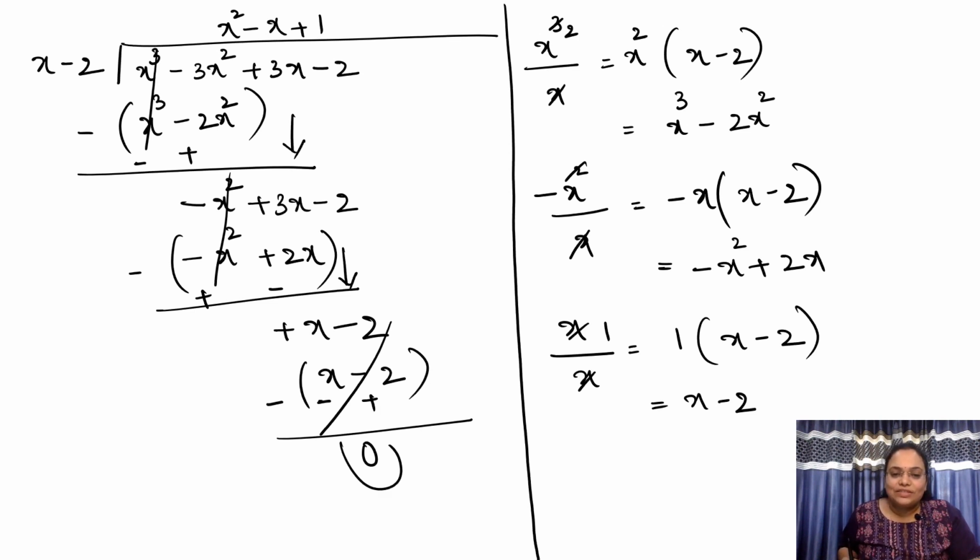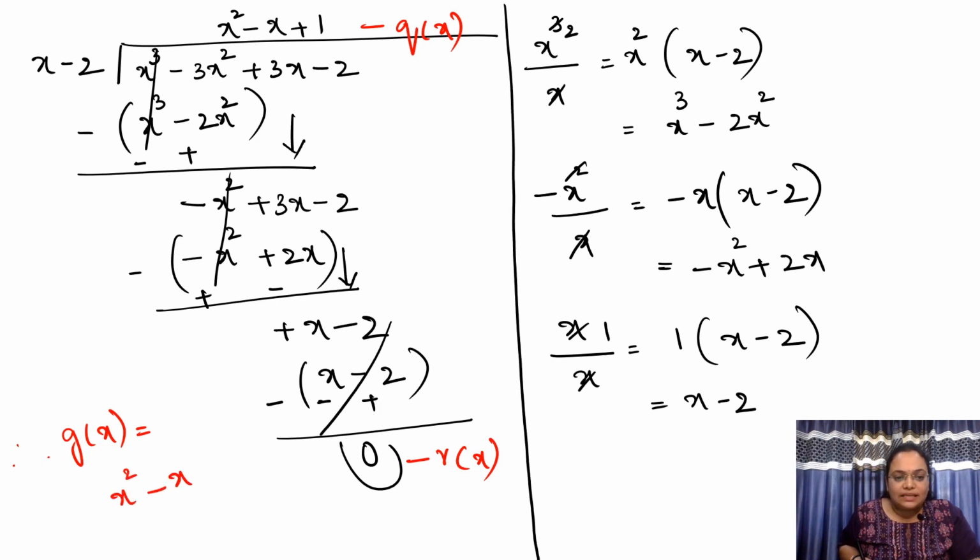So this is your r(x) and this is q(x). Therefore, what is g(x)? g(x) = x² - x + 1. This one, right? This is the g(x) which we required.